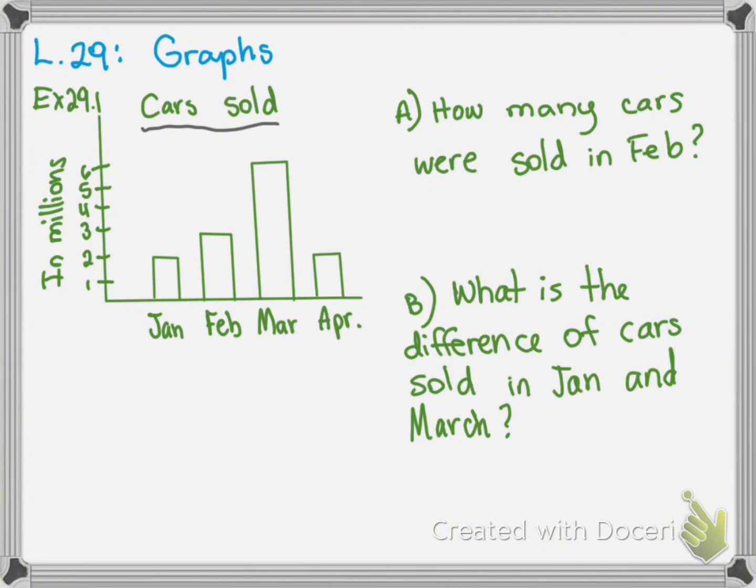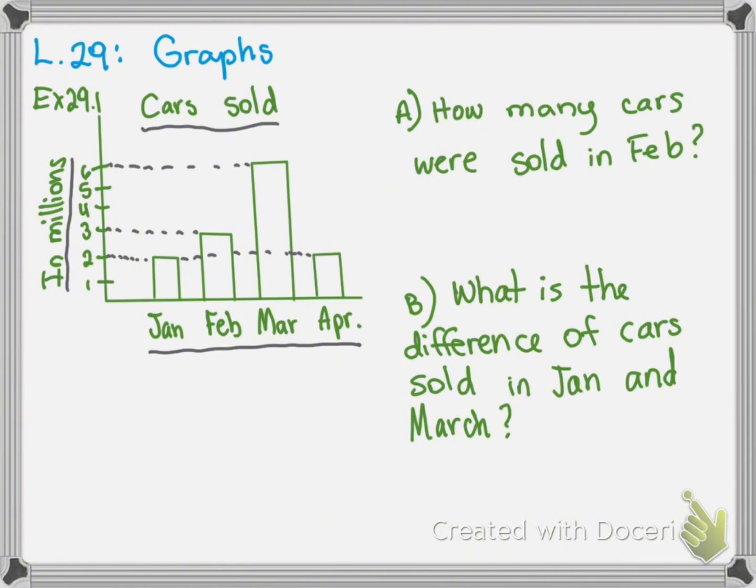And what it's showing us here is the months of the year, and here how many millions of cars were sold. So what we have to see is that in January, for example, there were 2 million cars sold. In February, there were 3 million cars sold. And then in March, it was 6 million. And then in April, it was 2 million again. So with that information that is very nicely represented, we can answer questions.